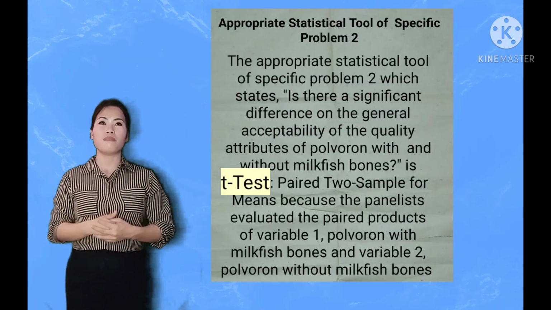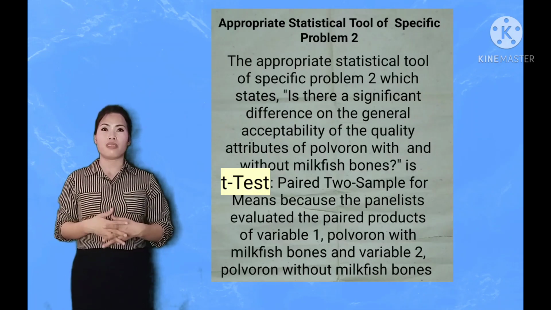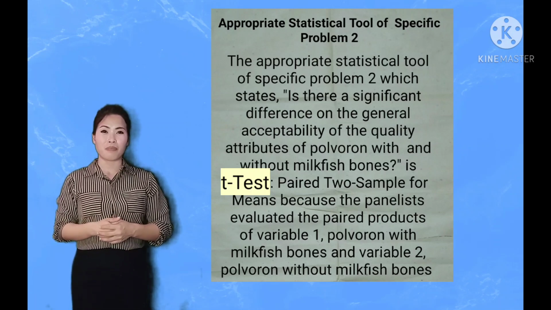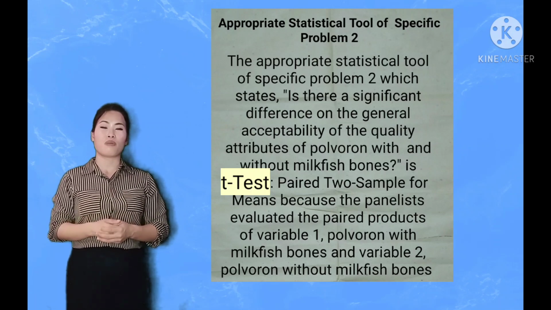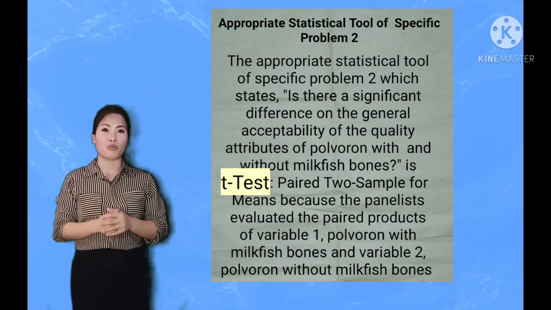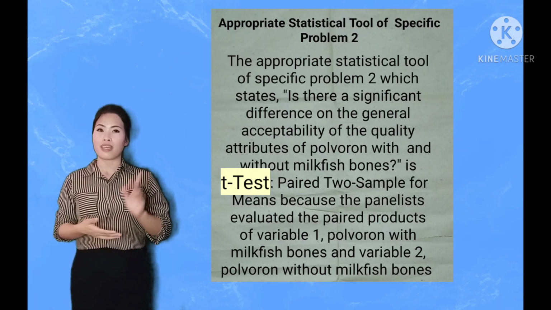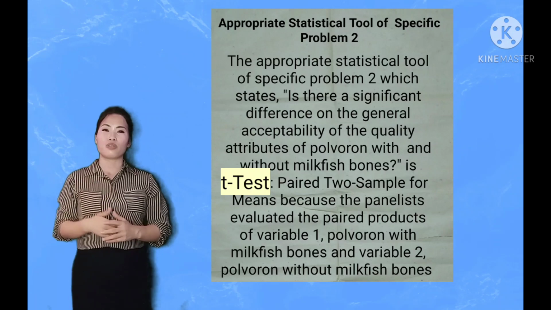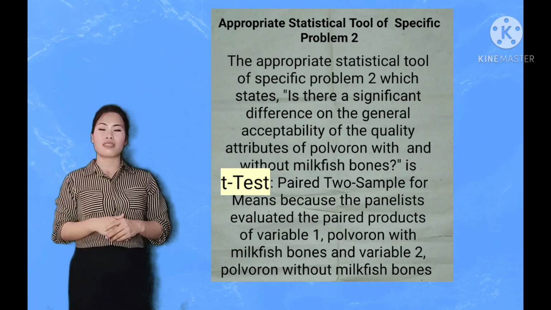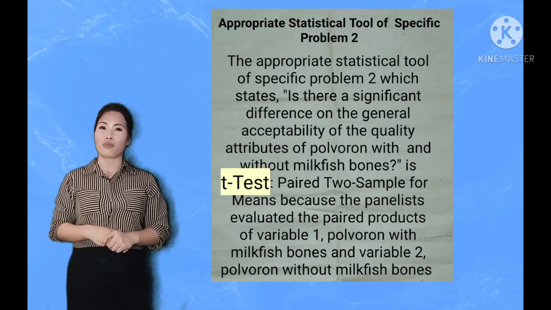Going back to our problem, there is a significant difference in the general acceptability of the quality attributes of polvoron with and without milkfish bones. Therefore, we use the t-test paired two sample for means.